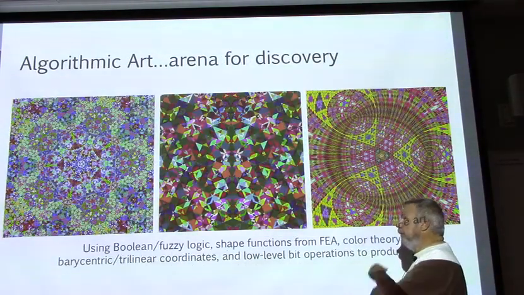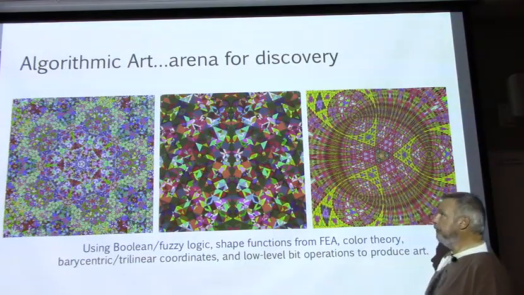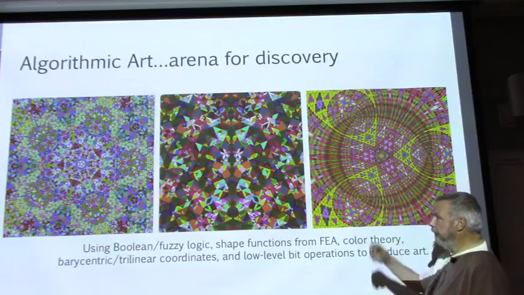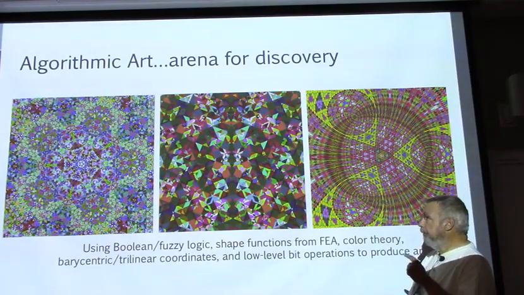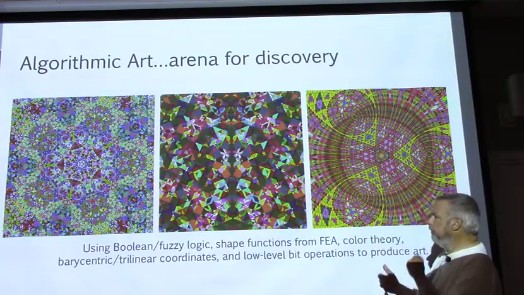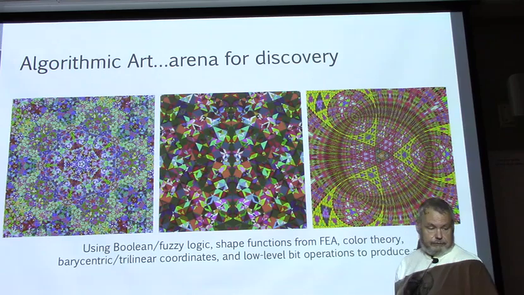And this is a talk I gave at Laser about 10 years ago. I was an artist in residence at Jurassic, and this is the kind of stuff that I was doing. This is algorithmic art using color theory and Boolean algebra and fuzzy logic and finite element analysis, all sorts of things.